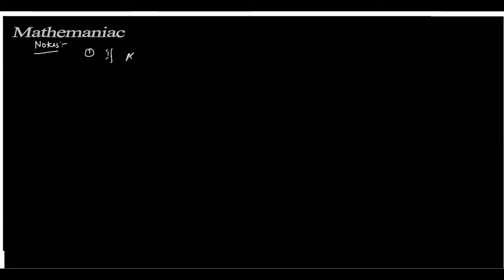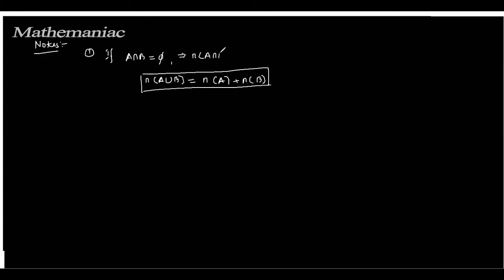If A intersection B is phi, that means sets are mutually disjoint, then you will be getting n of A union B equal to simply n of A plus n of B, right? Because n of A intersection B will be 0. Number of elements in this, because this implies what? N of A intersection B contains elements 0. So this is the answer. This is note number 1.